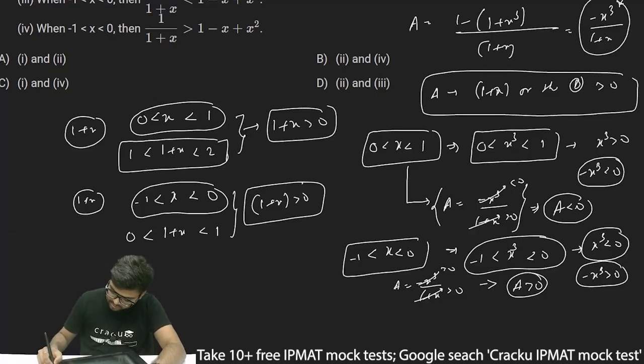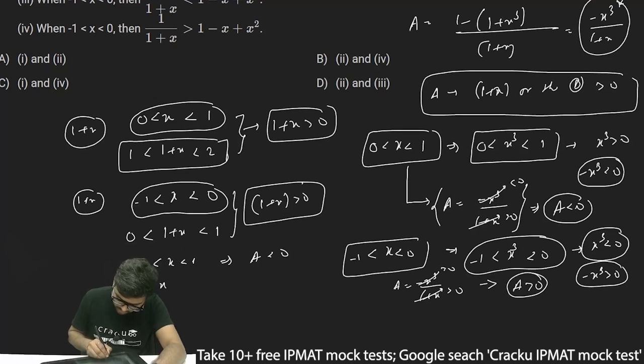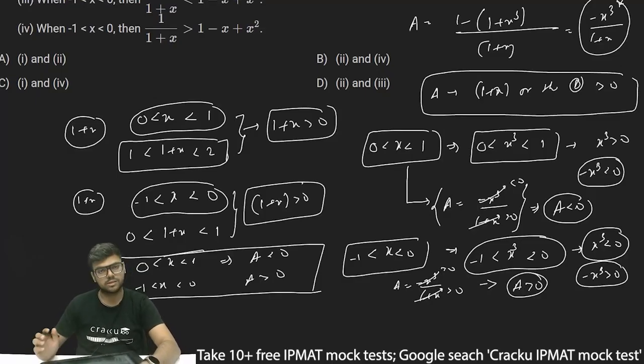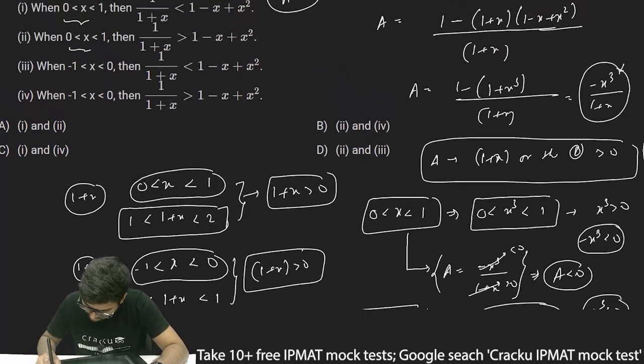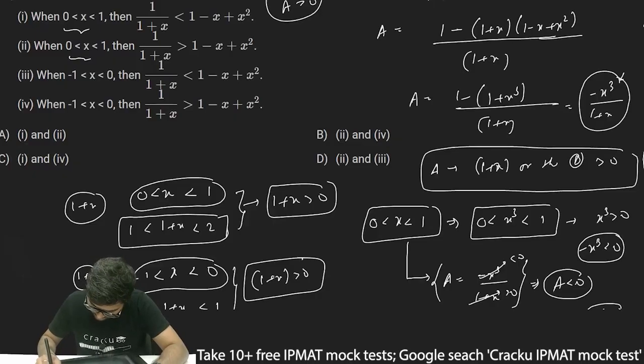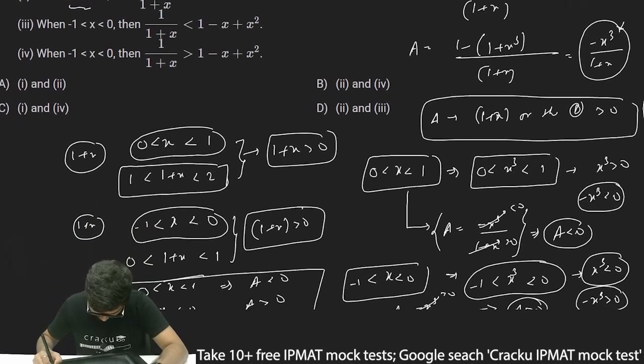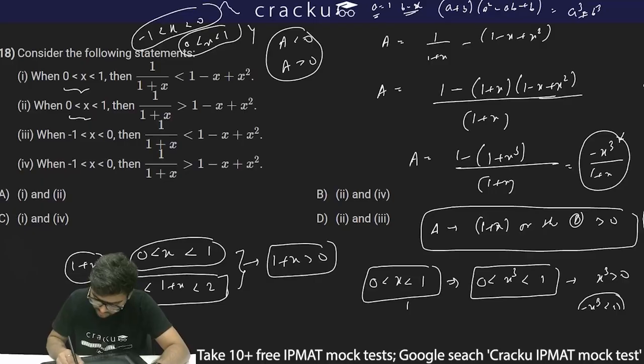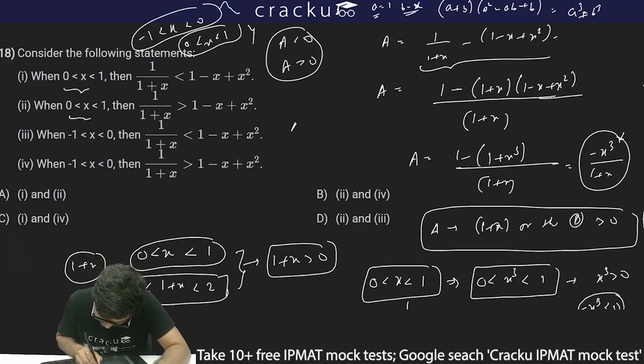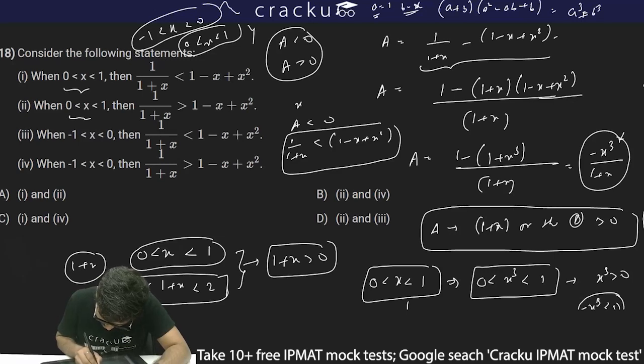So for x 0 to 1, a is negative, and for x minus 1 to 0, a is positive. This is the final result. So from here, given x 0 to 1, I am getting a as negative. So for x 0 to 1, a as negative will mean 1 upon 1 plus x is less than 1 minus x plus x square.